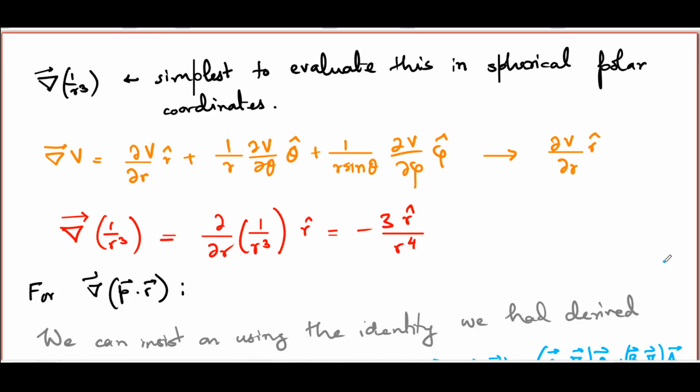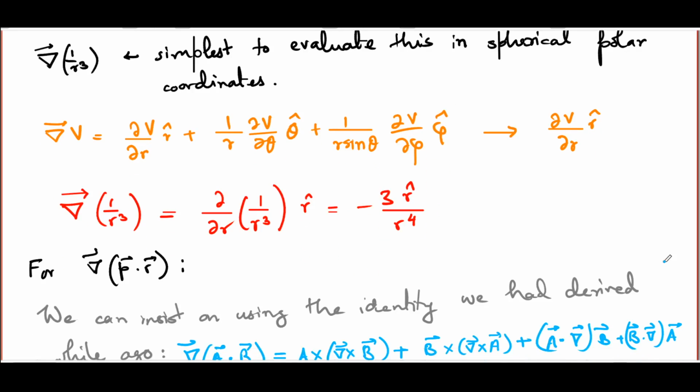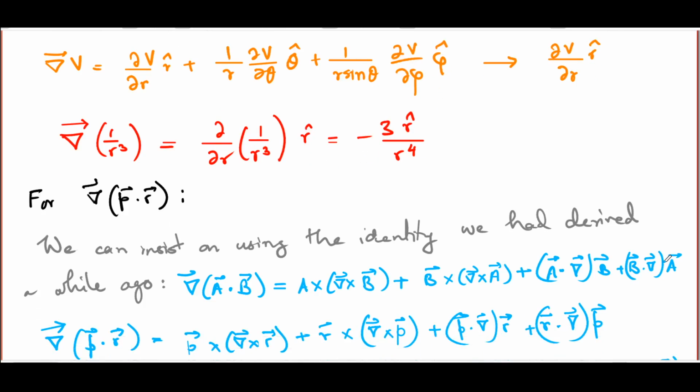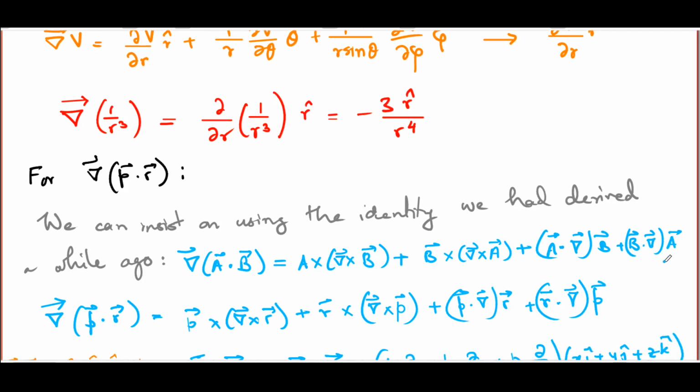Well, we can insist on using the identity we had derived a while ago. Remember, this was the identity. Gradient of a dot b is a cross curl of b plus b cross curl of a plus a dot grad acting on b plus b dot grad acting on a. And if you really wanted to do that, you would end up with gradient of p dot r is p cross curl of r plus r cross curl of p plus p dot grad acting on r plus r dot grad acting on p.